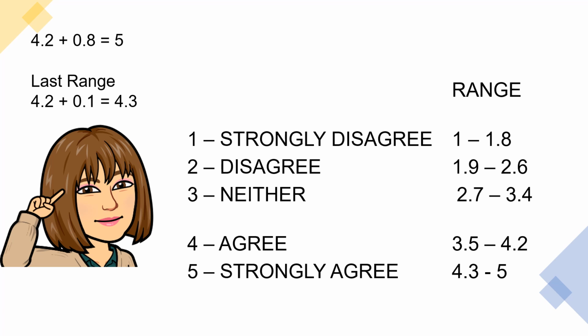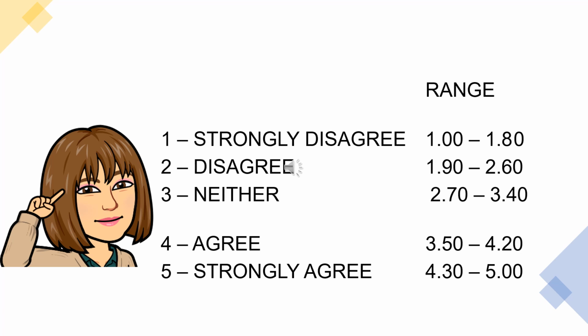For Likert scale 5, again, copy the last range, which is 4.2, then add 0.8, so that would be 5. Then copy again the last range, which is 4.2, add 0.1, that would be 4.3. So our range for Likert scale 5 is 4.3 to 5. Then add 2 decimal points to your range to make it presentable.